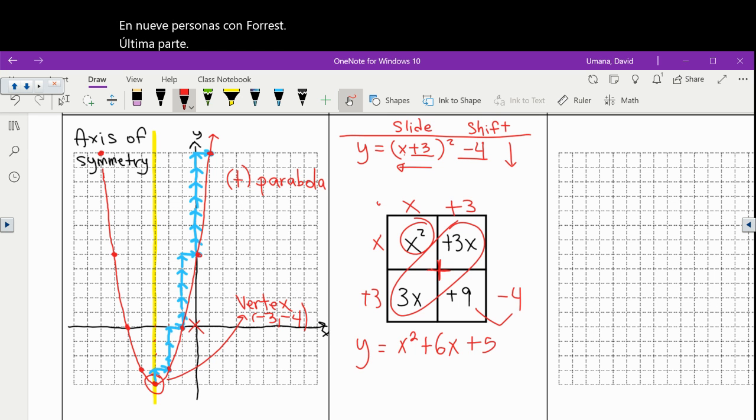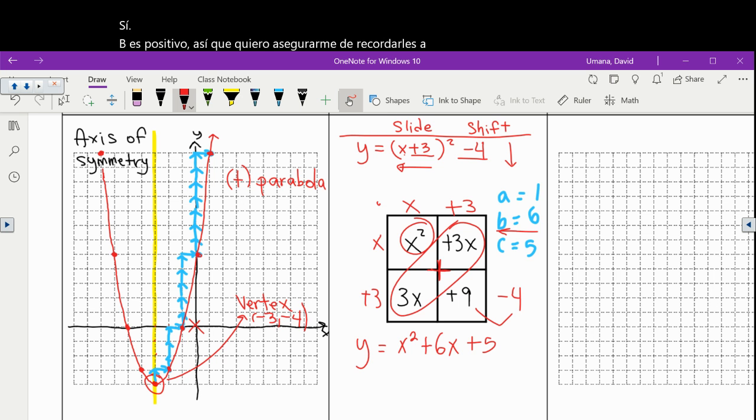Up on the corner, let me just use this color for now. Up on the corner, I'll have A, B, C. A by default is 1. B is a positive, so I want to make sure I remind everybody that I go the other way because the slide has to be the opposite.